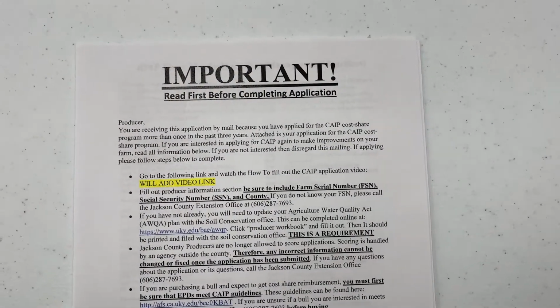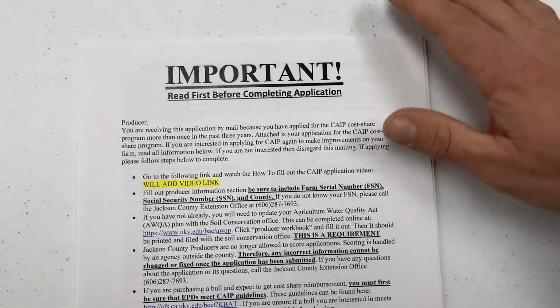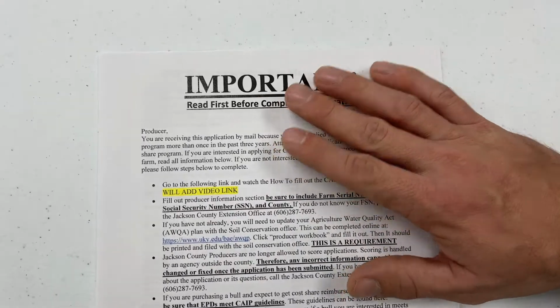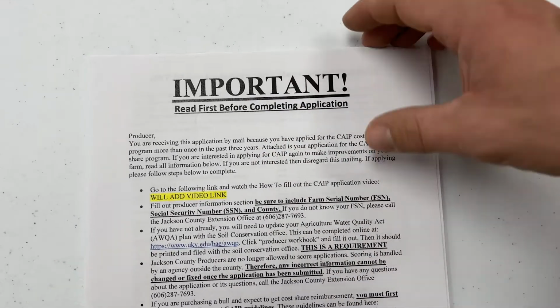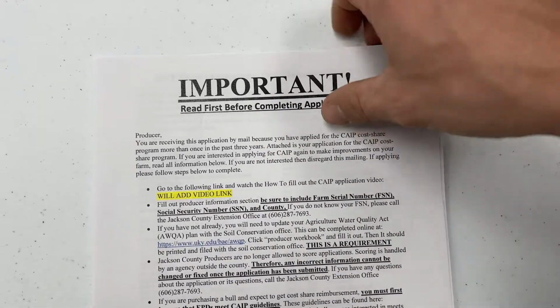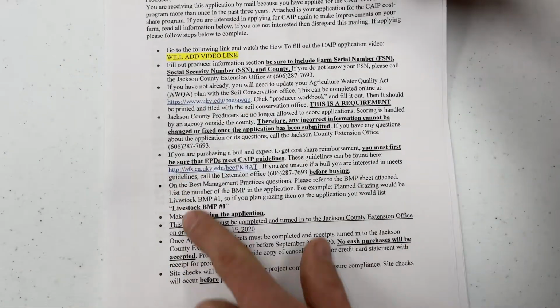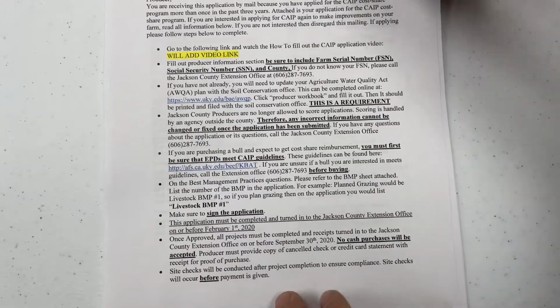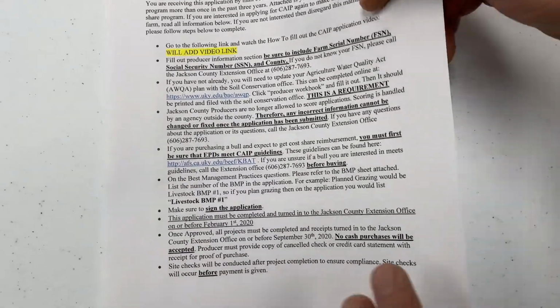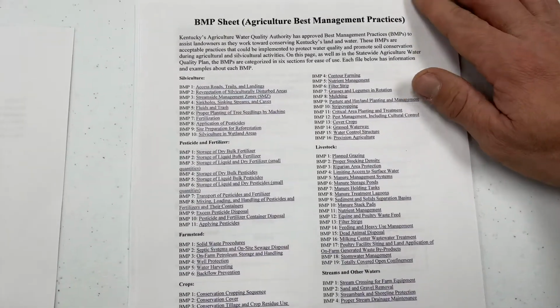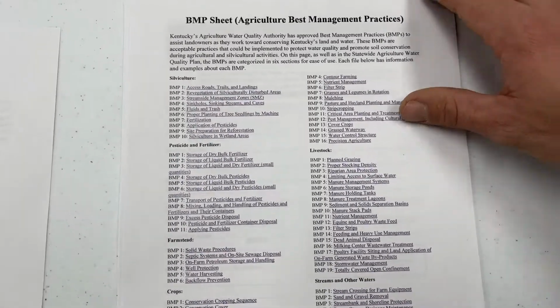Okay, when you get your packet from our office or in the mail, it's going to look like this. This is just going to be a what-you-need-to-do kind of thing. It's like a checklist for you. It should help you out with getting your application done correctly. It's got all kinds of tips on here for things that you should do, okay? Just read each one of those and make sure you do it like it says, okay? This is your best management practices sheet, which we'll refer to later.